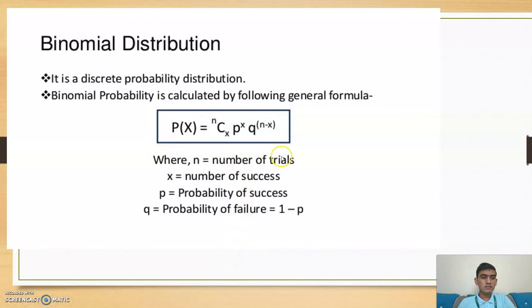This is the formula. It is a discrete distribution. Binomial probability is calculated by the general formula P of X is equal to nCx P to the power X Q to the power n minus X. We have seen in previous slides that n is the number of trials, X is the number of successes, P is the probability of success, and Q is the probability of failure, which is 1 minus P.